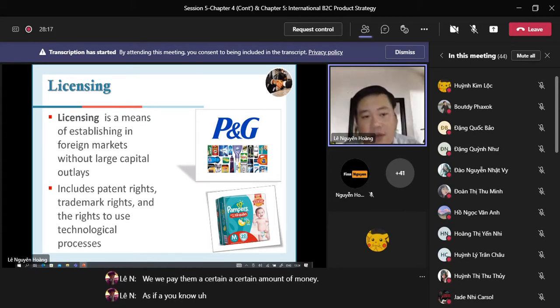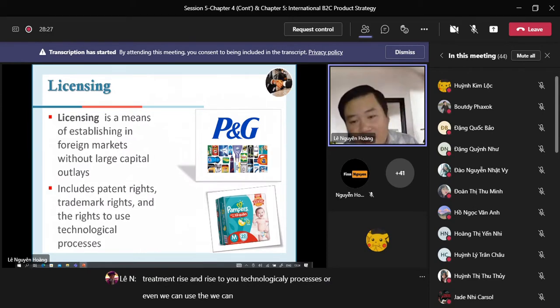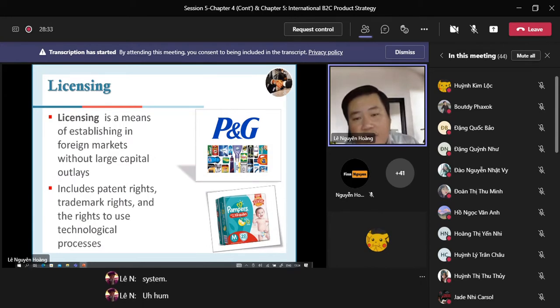In return, we will get patent rights, trademark rights, and rights to use technological processes, or we can even make use of the distribution system provided by the licensor. Is it clear?